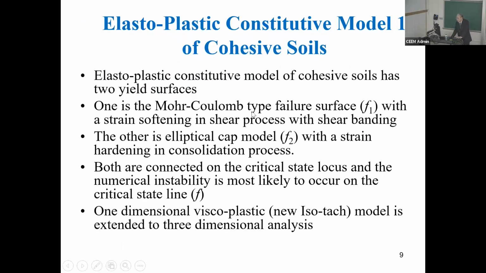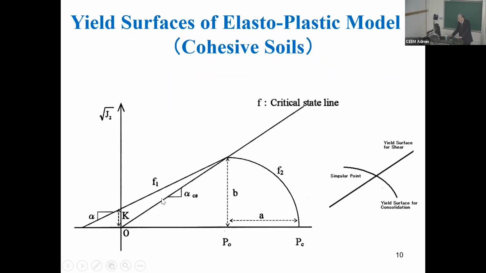So Mohr-Coulomb type failure surface, and the elliptical cap model with strain hardening in the consolidation process. Both are connected on the critical state line, and numerical instability is most likely to occur on the critical state line. So, to use the surface, we apply iteration and converge to this singular point, which is a very important point.